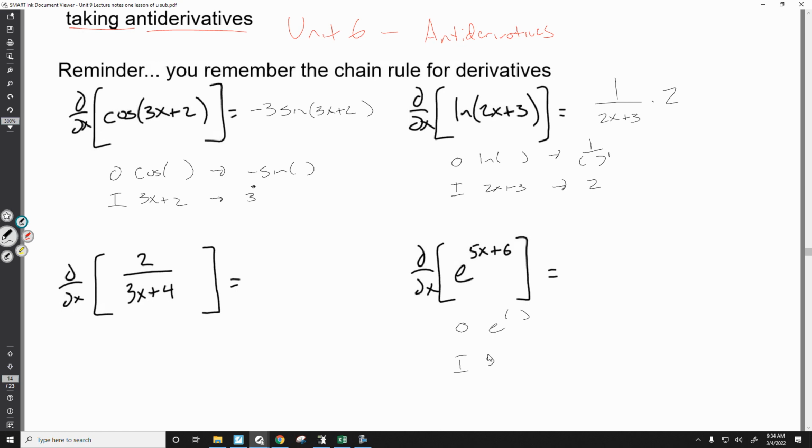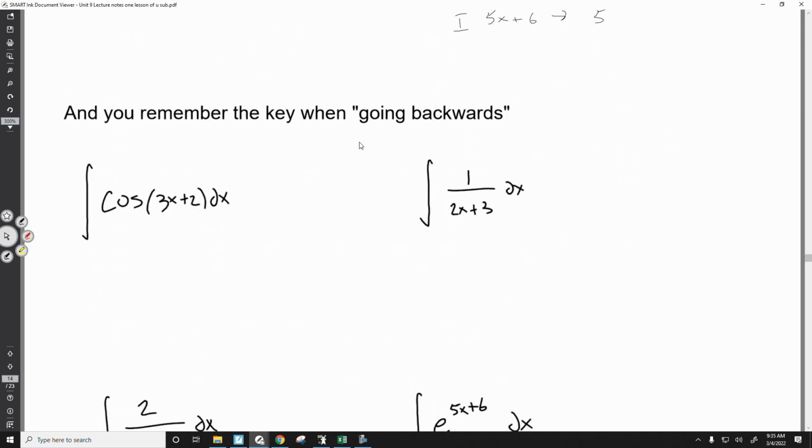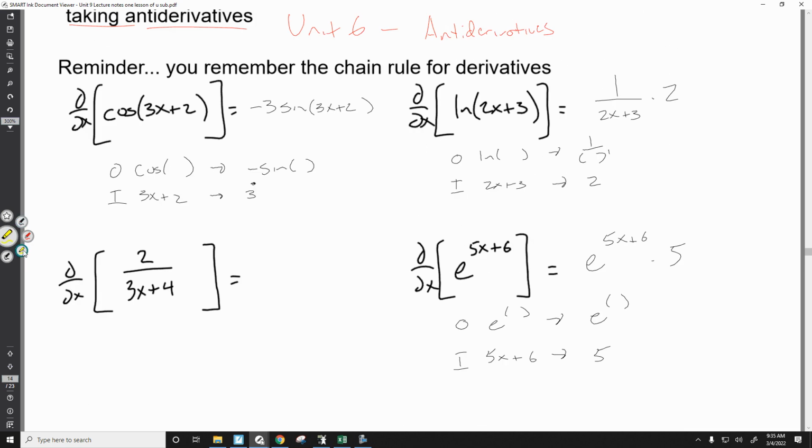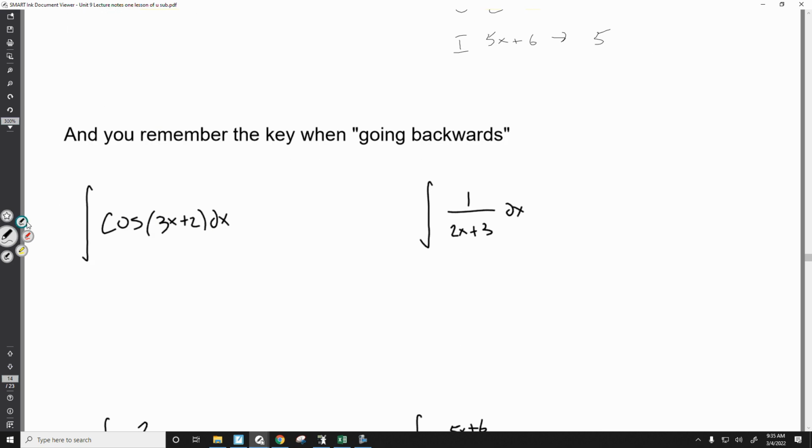If we remember the chain rule, that's going to be extremely helpful if we're undoing the chain rule. When we go backwards, one thing we notice with the chain rule is that whatever started on the inside stayed on the inside. So when we go backwards and we take an antiderivative, the stuff on the inside is going to stay on the inside.